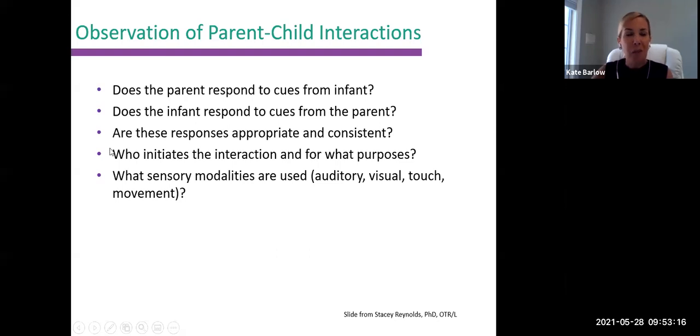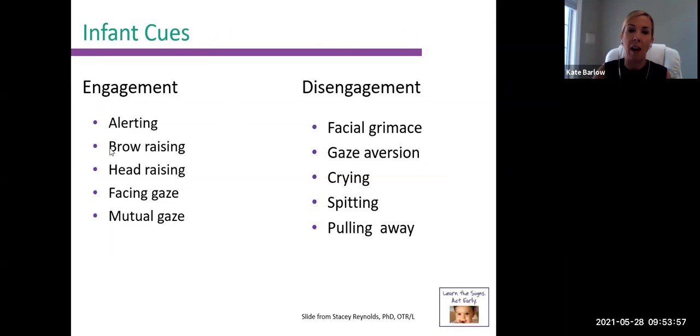So we all work in the birth to 5 here, right? And so we want to be able to know what we want to be looking for when we're engaging with families. So one of the things that we can look for is the parent-child interactions. Does the parent respond to the cues from the infant, and does the infant respond to cues from the caregiver? And are these responses consistent, and are they appropriate? And who initiates? Is it always the child? Is it always the parent? And how are they interacting? Is the parent always singing to the child? Are they touching the child? Are they talking to the child? So really, what sensory modalities are they using to try to interact?